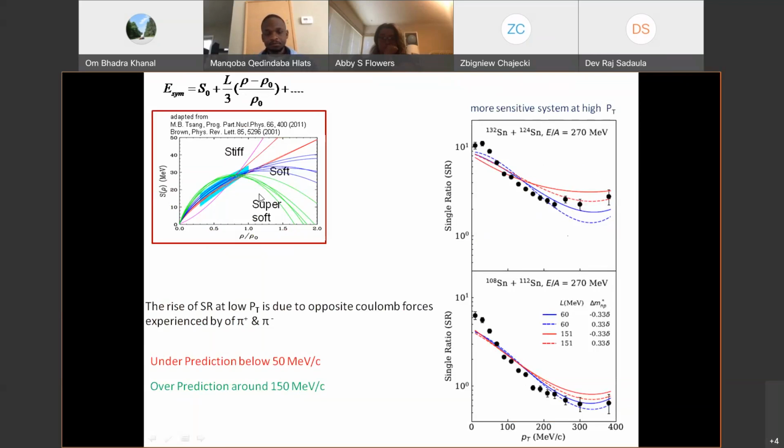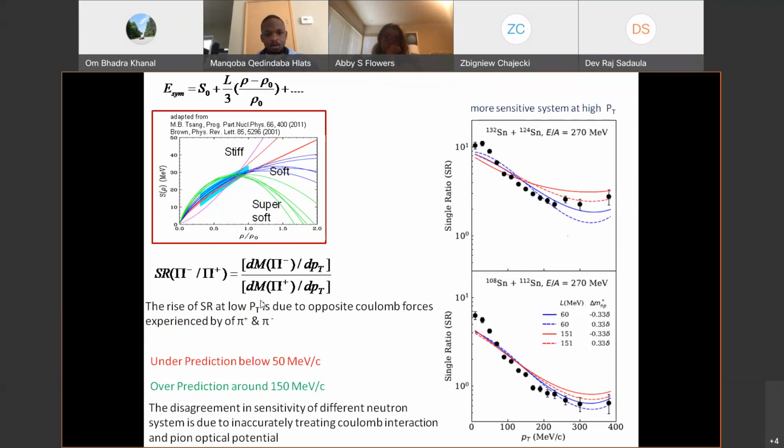And this is just to remind you that we are taking these plots at different values of L, and by L we mean the slope of these lines. And this is how the single ratio was calculated. And you see, this is more sensitive rather than this, and there is a disagreement in sensitivity between these two systems, and this is due to the inaccurate treatment of Coulomb and pion potential.